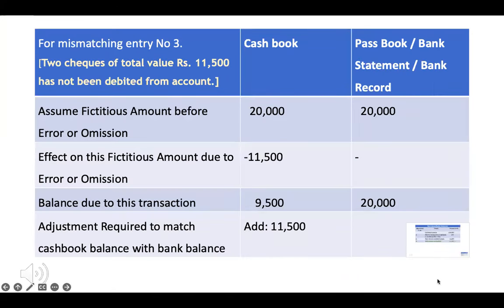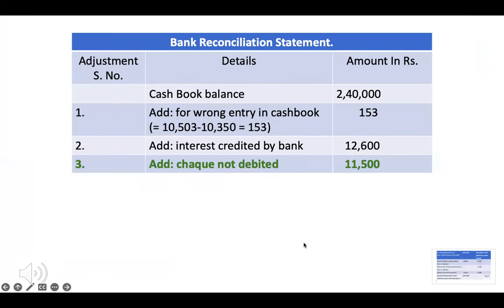For the third mismatching figure, that is, issuing of two checks of value 11,500 rupees, which are not yet debited by the bank, the cash book balance is reduced by 11,500 rupees. So the fictitious balance reduces to the figure 9,500 rupees, whereas the fictitious balance in the passbook remains the same as 20,000 rupees. So we have to add 11,500 rupees to the fictitious balance in the cash book so that it can match with the passbook figure. So this will be the adjustment entry. So in the bank reconciliation statement, rupees 11,500 will be added to correct this mismatching figure.